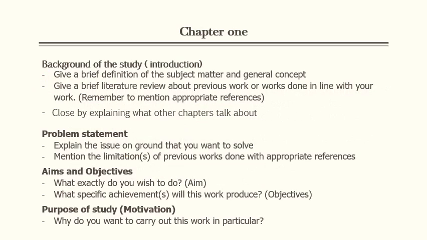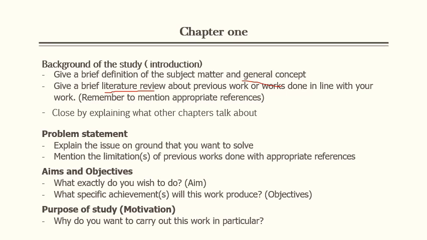Then for your chapter 1, like I told you for the proposal, you have your background of the study. You give a brief definition of the subject matter and general concept. You give a brief literature review about previous works or works done in line with your work. You have to mention references. This is different from your main chapter 2, which is your literature review. This is chapter 1, so you just give a brief literature review that somebody has done this kind of work in this area and this is what was found out.